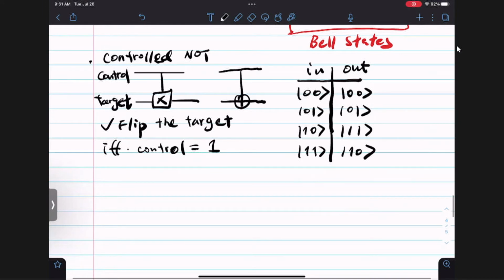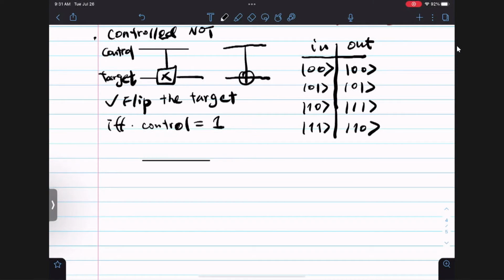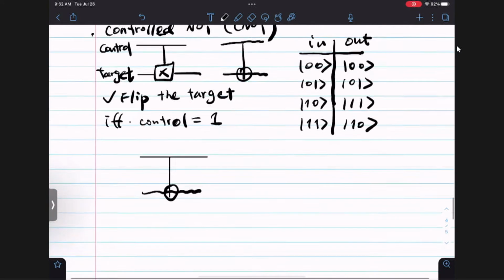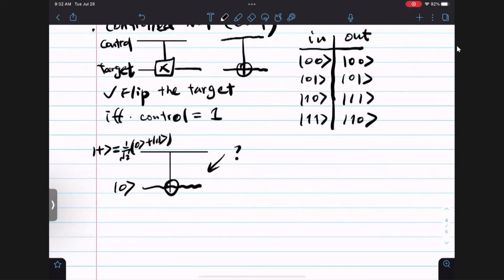Okay, so this is a very interesting gate. Now I want you to figure out, what if I apply the controlled NOT, or CNOT for short, to this special input state, |+⟩ as the control, just to remind you, this is 1 over square root 2, |0⟩ plus |1⟩, and then the target being 0, will be the output state here. Let me draw this a little nicer.